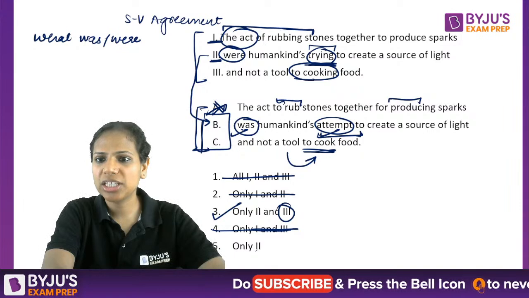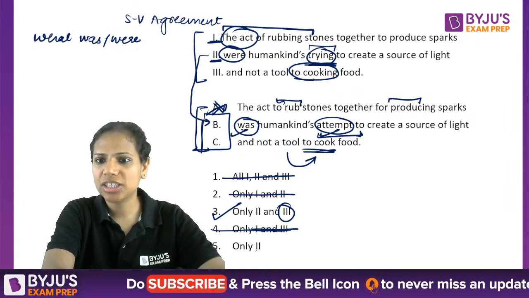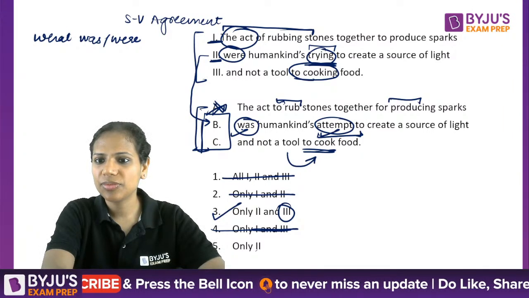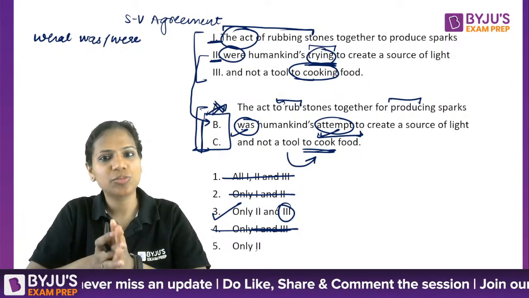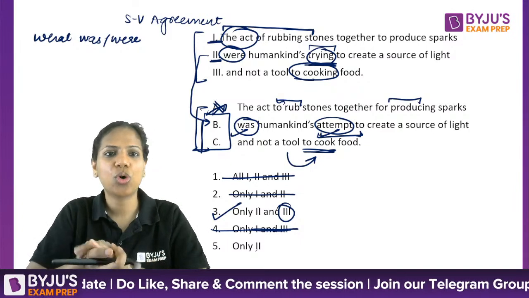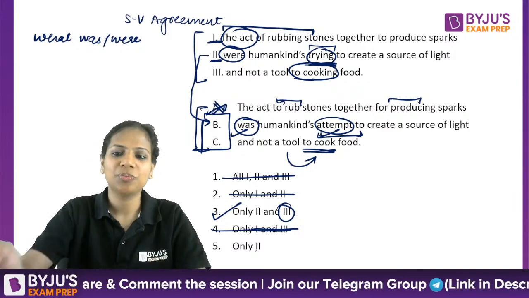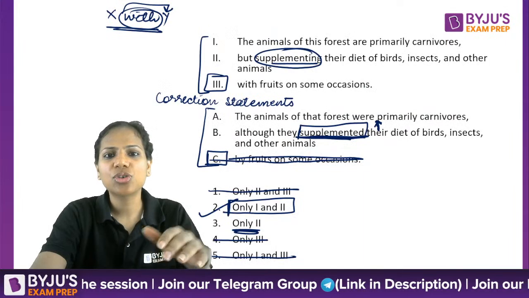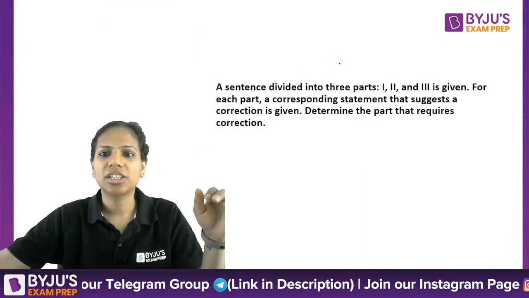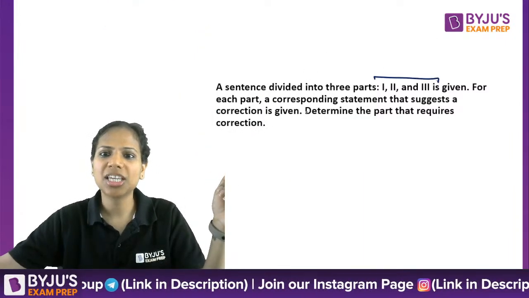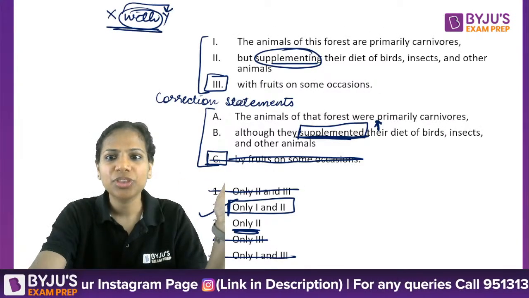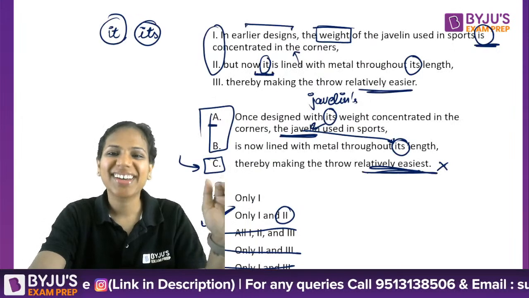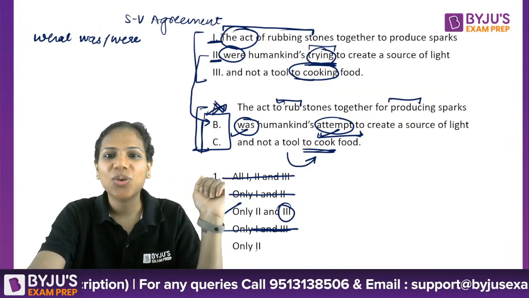Make sense? Very good. Those who said 3. Quite a few of you said 3. Alright. Good. So you identified the subject correctly. The act was the subject and was the verb that we required. Good. Okay, so these were 3 questions of this type wherein you are given a sentence divided into 3 parts and a corresponding correction statement is given to you. The correction statement should also be correct.